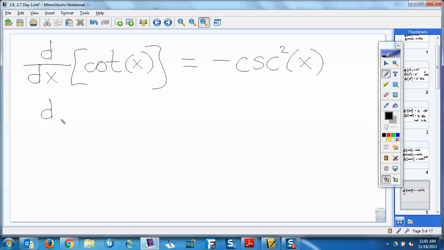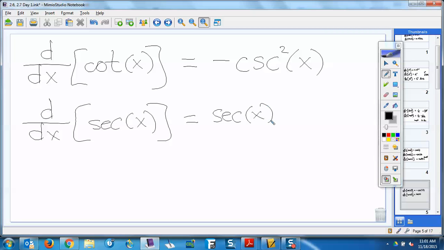All right. And then that leaves us to go. Secant x would be the next one. The derivative of secant x is secant x times tangent x. Again, just one you have to memorize. The derivative of secant x is secant x times tangent x.